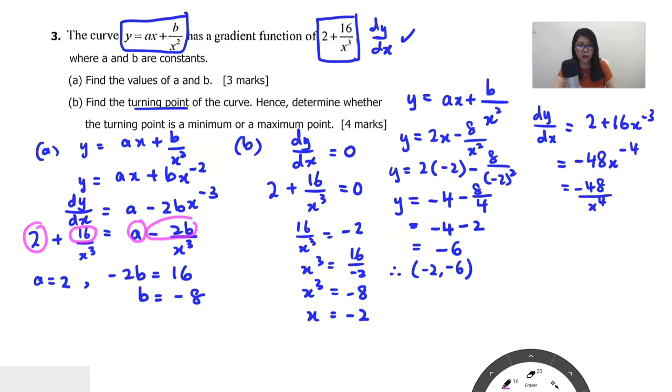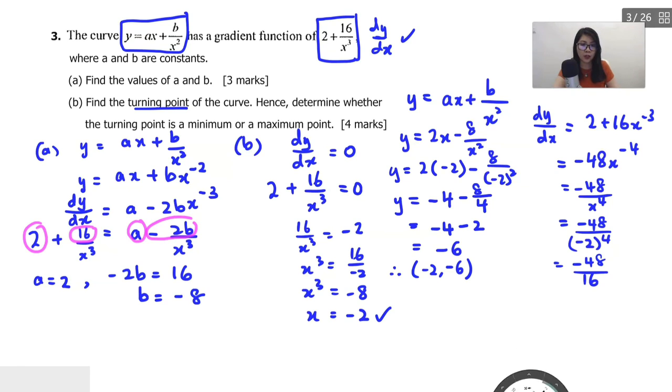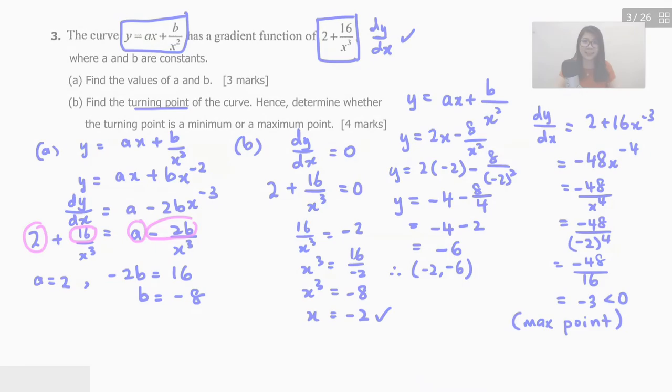Then from here, I substitute the x value that we got just now, which is negative 2. So negative 48 divided by negative 2 to the power 4. Negative 2 to the power 4 is positive 16. So negative 48 divided by 16 gives negative 3, and this is less than 0. If it's less than 0, it means that it is a maximum point. So right there, maximum point. That will be the answer.